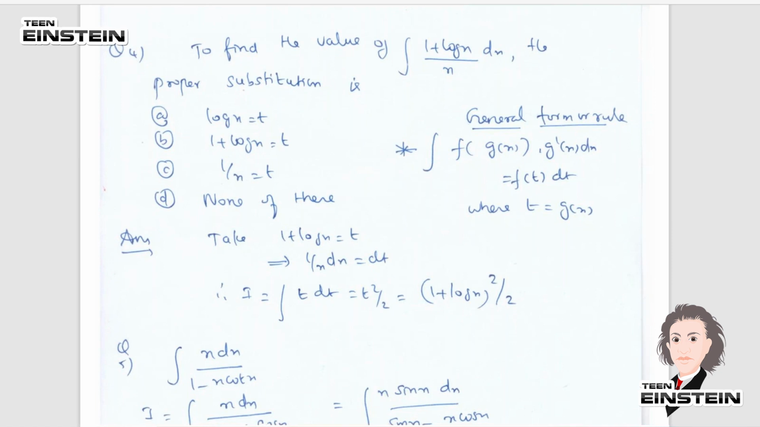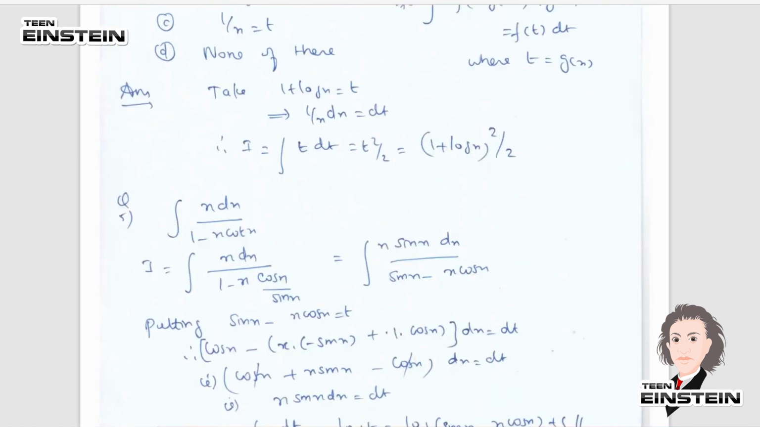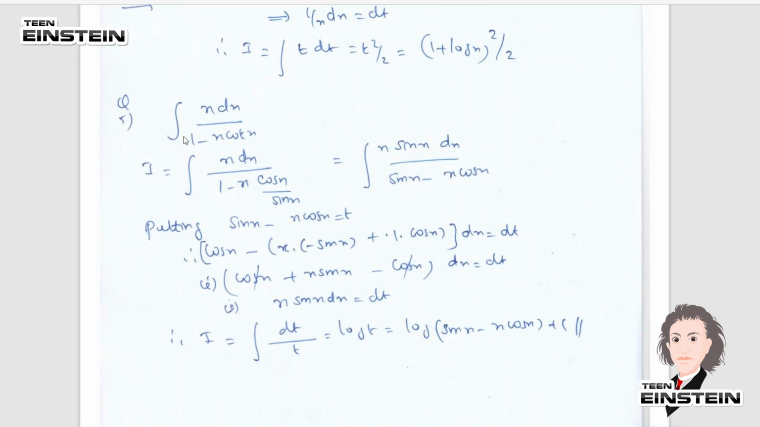Now come to the next problem. Evaluate the integral of x upon (1 minus x cot x) dx. First, simplify the terms given in the problem. What's the formula for cot x? Cot x can be written as cos x by sin x. So cross multiply. In the denominator, what you are getting? Sin x minus x cos x. The sin x will go into the numerator. So x sin x by (sin x minus x cos x) dx.